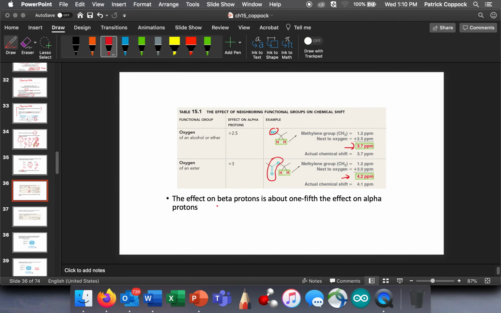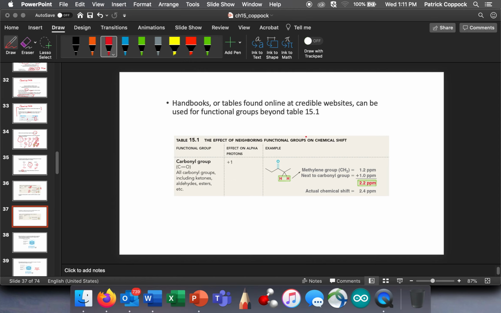So the effect on beta protons is about 1/5 the effect on alpha protons. That means if you're talking about these, these are alpha to the group and these are beta, the effect is going to be about 1/5 of that, which becomes negligible, right? So instead of adding 2.5, you might add 0.5, and you might expect something that's 2 away from an oxygen to be 1.7 instead of 3.7. All right. So we're going to be using handbooks and tables a lot to compare these, and I don't think I want to go into that example right there.